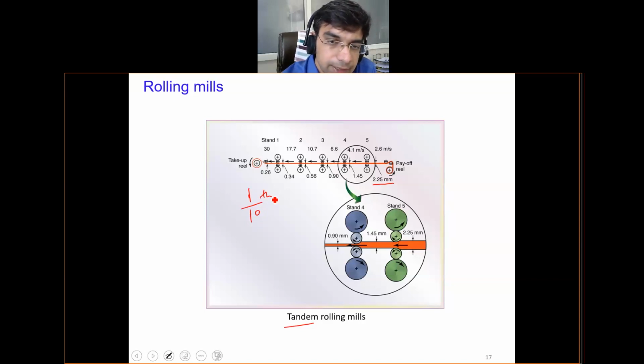You have different sets of rolling mills as shown here: 5, 4, 3, 2, and 1. What is important here is that the inter-roller gap is reduced. You start with an inter-roller gap of 1.45, it becomes 0.9, then 0.56, 0.34, and the final one is 0.26. Tandem means the velocity is adjusted in such a way that the workpiece gets sufficient time to pass through the roll and get plastically deformed.